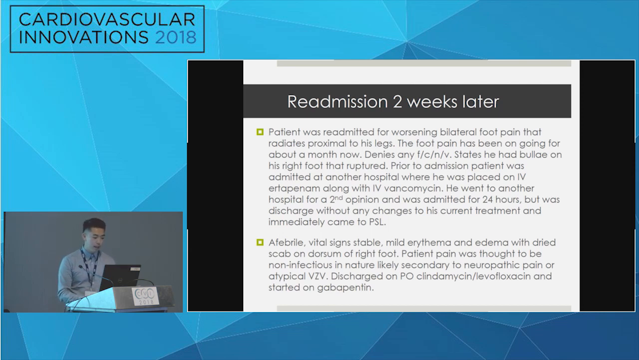So at this time, he had erythema and edema, and some eschar on the dorsal aspect of his foot. They thought his pain and erythema and edema weren't really infectious in nature, and they thought it was possibly secondary to neuropathic pain or atypical VZV. So they discharged him again on PO Clinda and Levo this time, and started him on gabapentin just because the patient wanted to go home on antibiotics, even though no one suspected a source of infection at all.